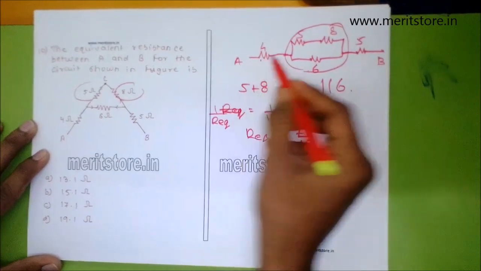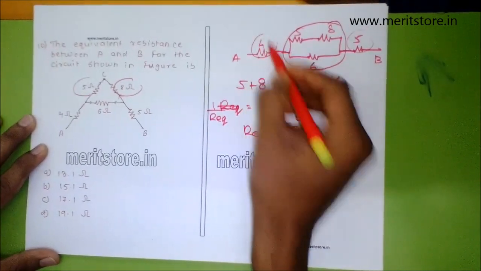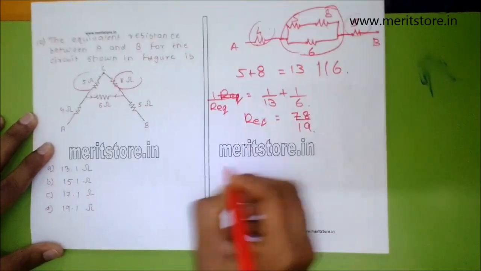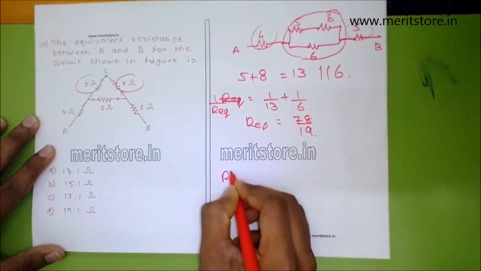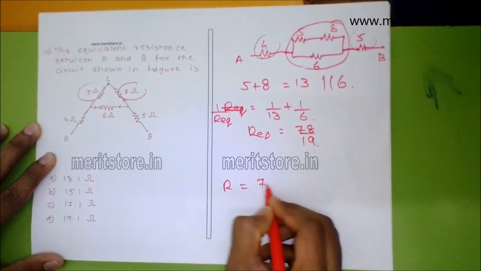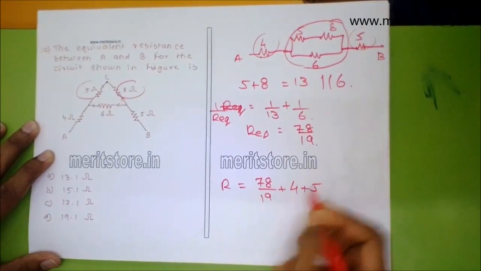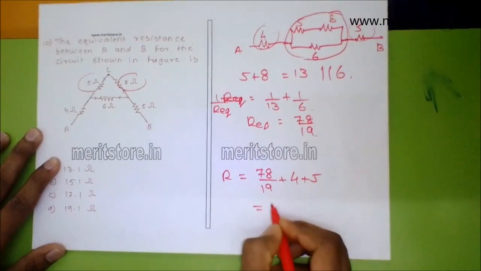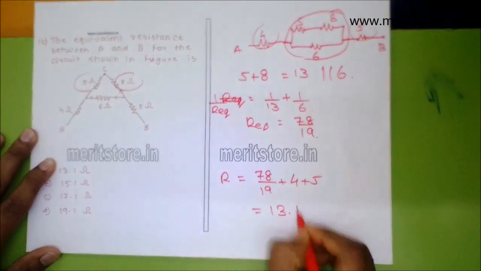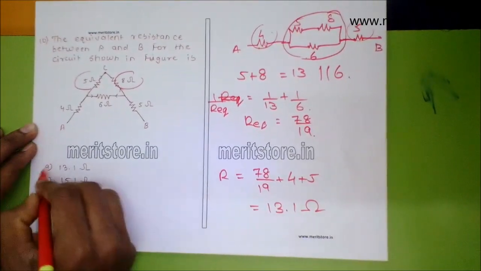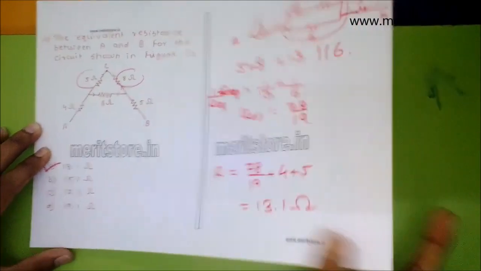Now these resistances of 4 ohm and 5 ohm are in series with this. So the final R is 78 by 19 plus 4 plus 5. And this can be simplified to get the answer of 13.1 ohms. Therefore, option A is the correct answer.